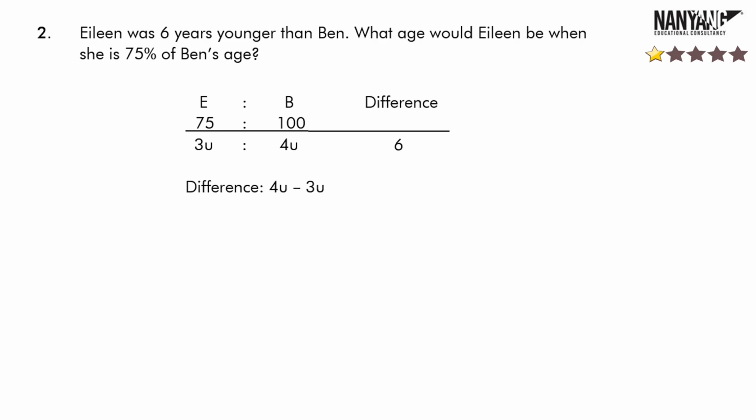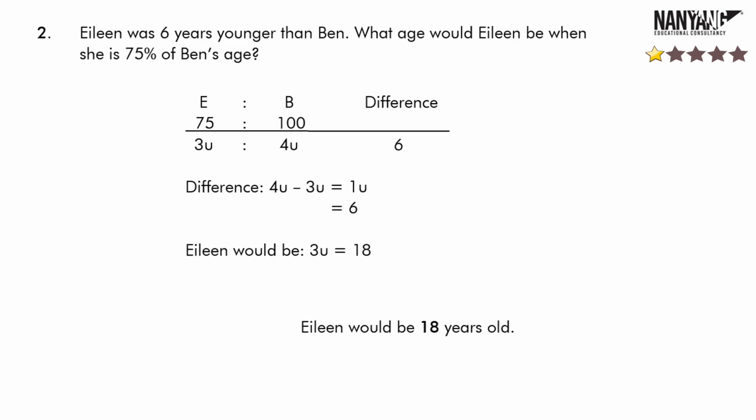So our difference would be 4 units minus 3 units equals to 1 unit. That is equals to 6 according to the question. So Eileen would be 3 units equals to 3 times 6, 18. So that's our answer. Eileen would be 18 years old.